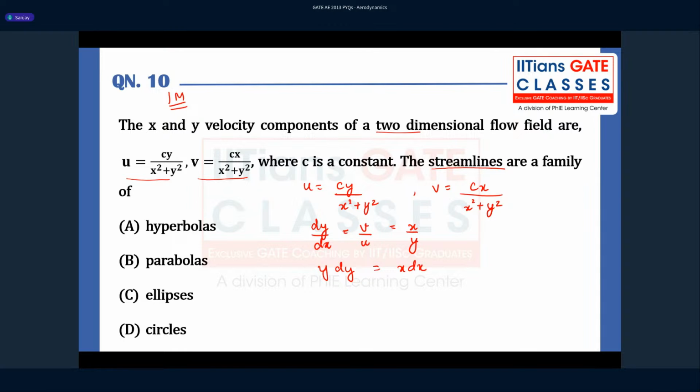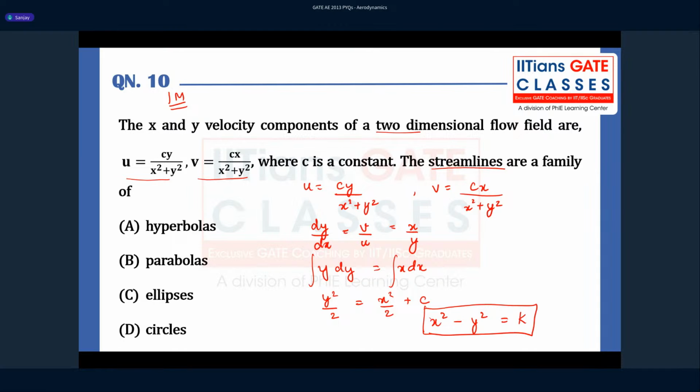So this is sort of a differential equation. You can now integrate between any two points. This becomes y squared by 2 is equal to x squared by 2 plus some constant, right? Or I can say x square minus y square is equal to some other constant k, right? So this is the general solution for this particular differential equation, right? x square minus y square is equal to k.